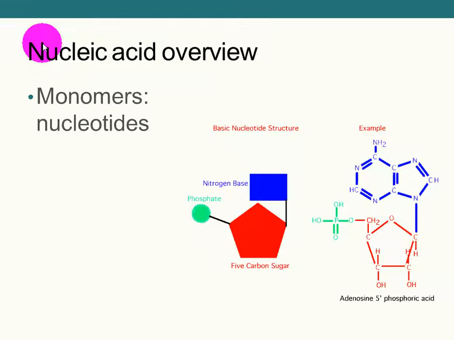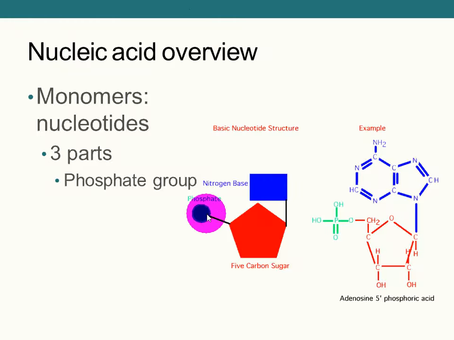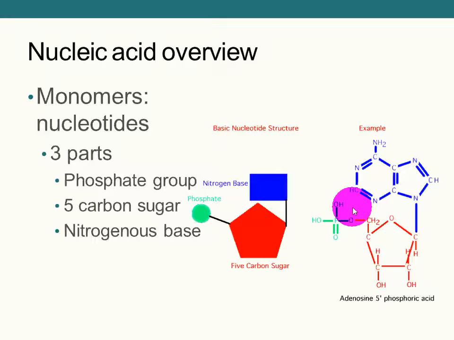We had those monomers, those building blocks, and each one was called a nucleotide. Each nucleotide had 3 parts to it, and you can see they're shown here in green, red, and blue. We have a phosphate group, which is shown here with a circle, and here is our P and OH group. We have our 5-carbon sugar, and there are going to be some slight differences in that 5-carbon sugar, which we'll discuss. And we have a nitrogenous base.